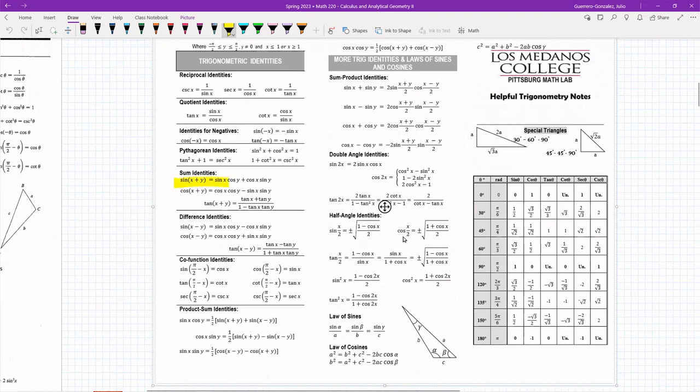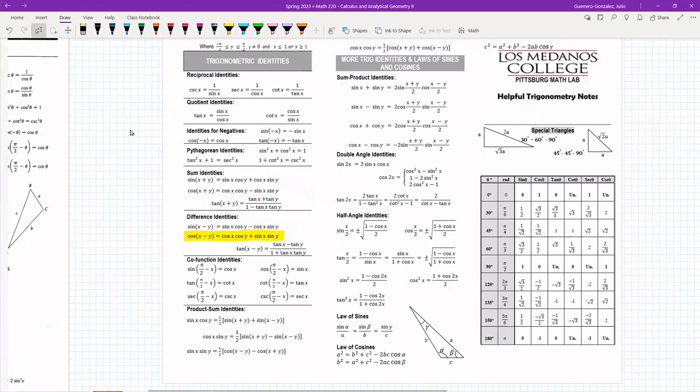It's one of these 4. If you remember, it was cosine, cosine plus sine, sine, or sine, sine plus cosine, cosine. That's right here. So all of that stuff reduces down to something very simple. It's going to be the x minus the y. So let's go back to our notes.